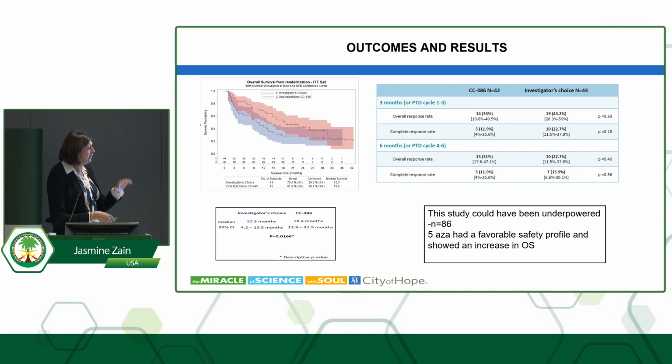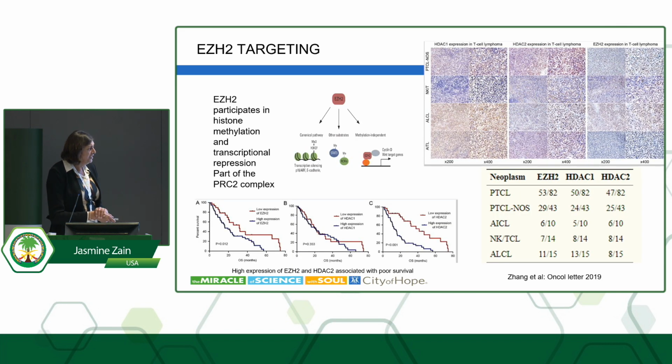But if you look at some of the details, they felt that the study was perhaps a little bit underpowered. But interestingly, the overall survival was improved, 10.3 months versus 18.4 months in the CC, which is the 5-azacitidine, the oral version arm. And so again, useful data, perhaps not earth-shattering, and maybe this could be looked at further. There's another epigenetic target, EZH2.